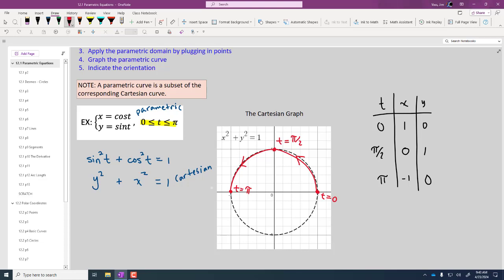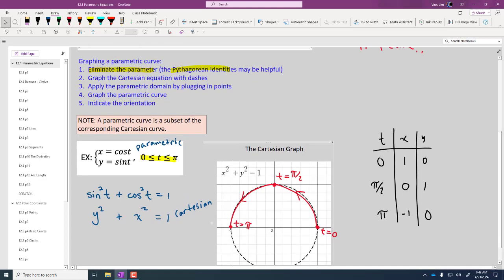So the main idea is that we start with our parametric equations, eliminate the t, graph the Cartesian, look and see if there are any restrictions, and then graph the parametric, and then indicate the orientation.